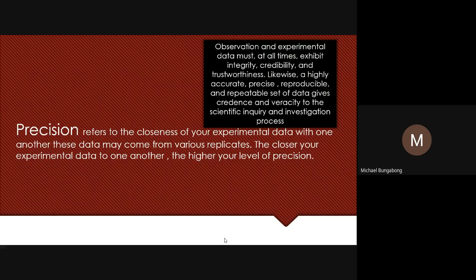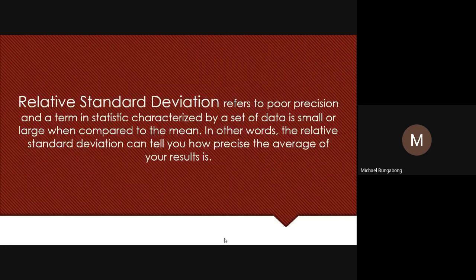So in simple terms, we have been mentioning precision or precise. It refers to the closeness, no? How close your experimental data are to one another. The moment that they are nearer or closer to each other, then the higher the level of precision you have. Okay. Next, we have relative standard deviation.